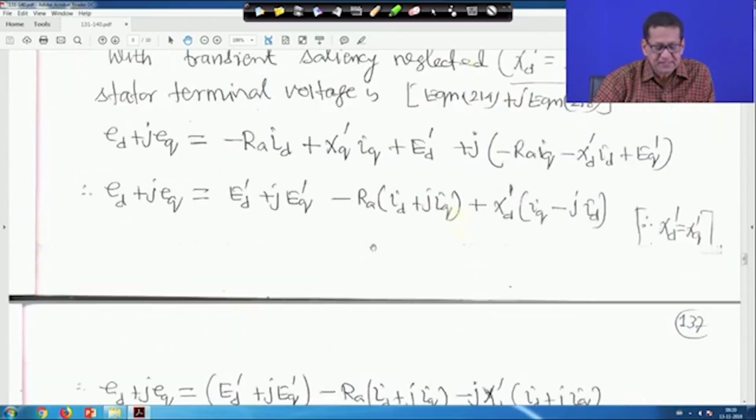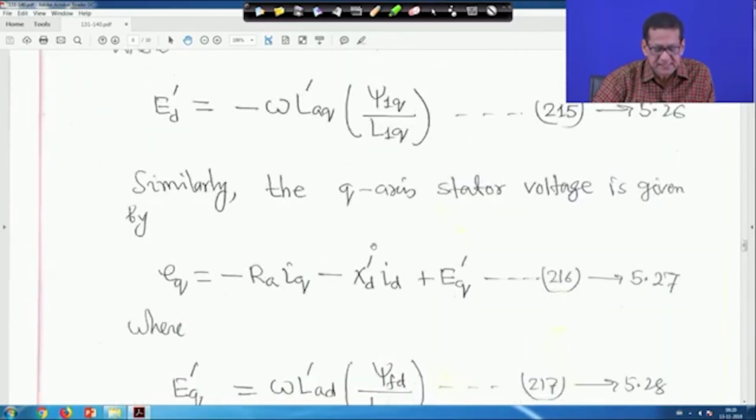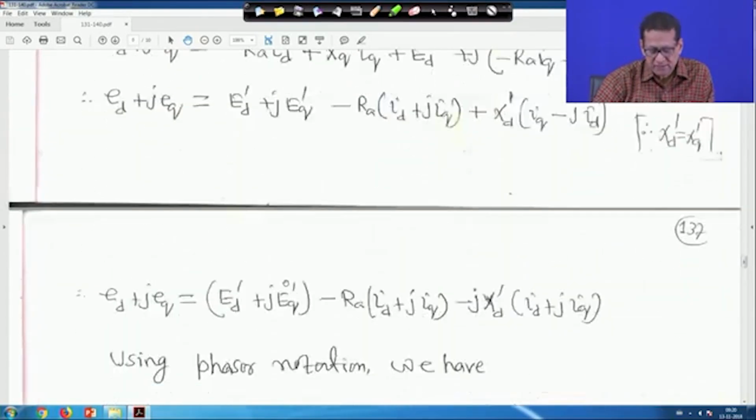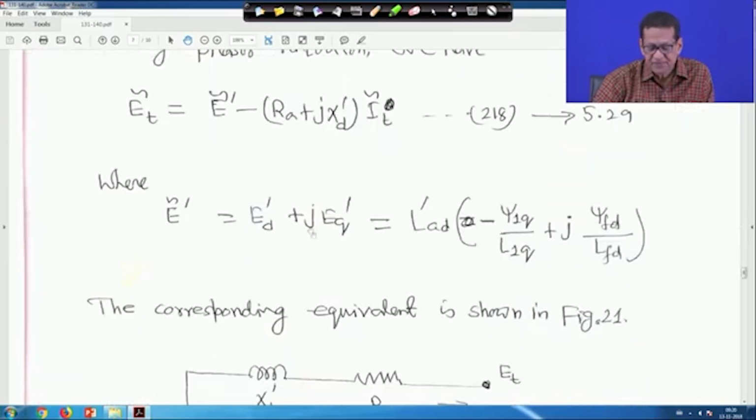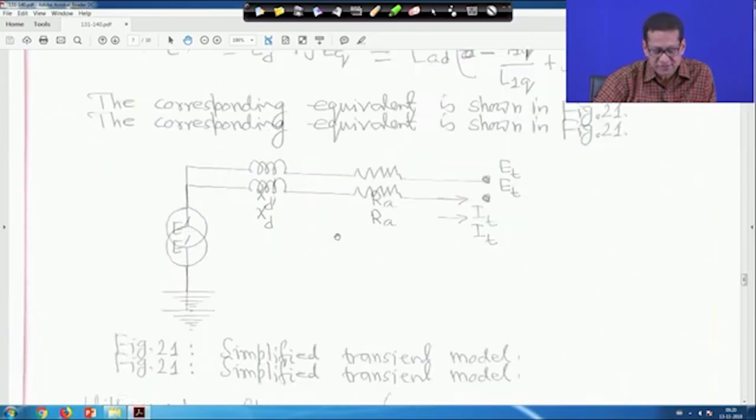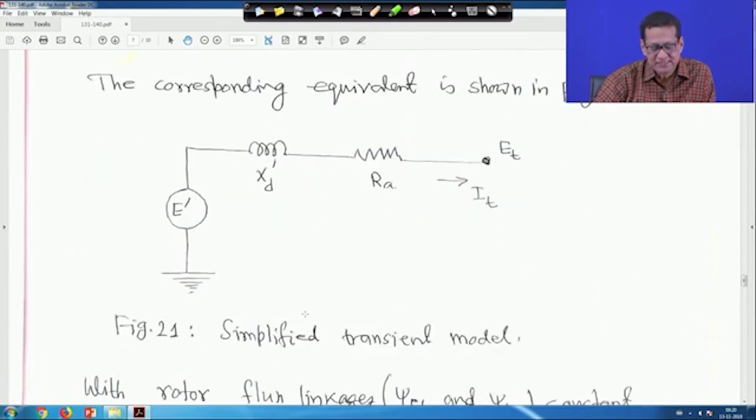have defined, this is your capital E_d', this is capital E_d' and this is capital E_q', right. Just put those things in this equation, so it will be like this. Now, the corresponding equivalent circuit is shown in this. This is your E' and this is my X_d', this is R_a and this is the current flowing going to this load I_t say, and this voltage is E_t.